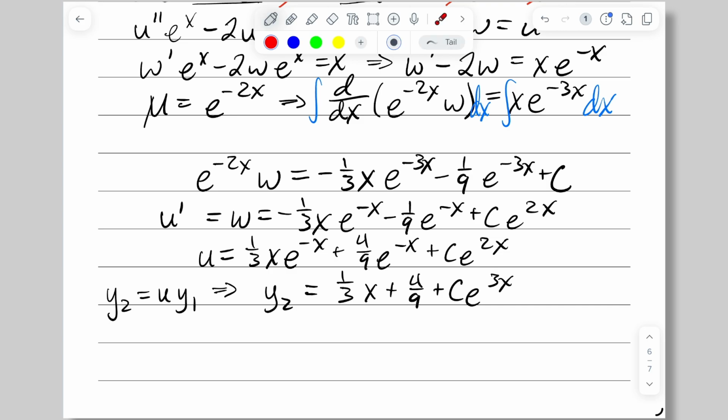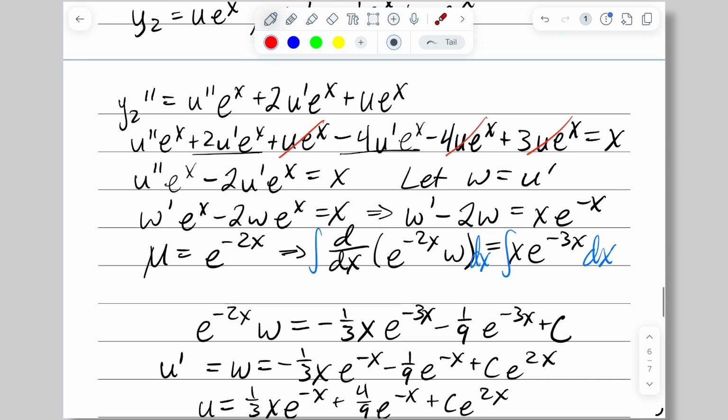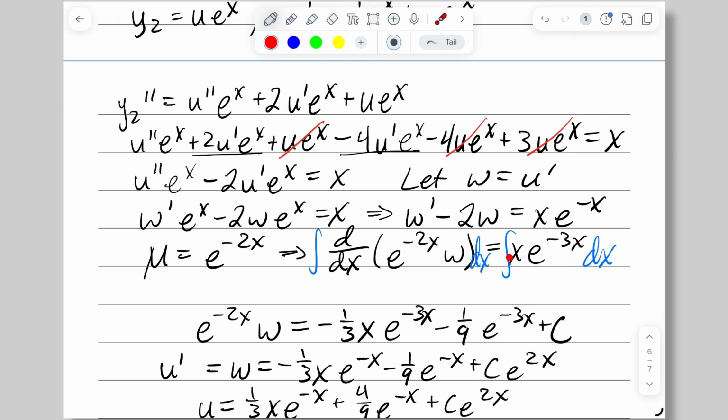Now let's take a moment and trace back where all this came from. I know I didn't show you the integration by parts or anything like that, but that's kind of beside the point. At this point right here, we had the derivative with respect to x of the product of e to the negative 2x times w is equal to x e to the negative 3x. Now, why do we have that x e to the negative 3x? If we trace it back, that only exists because the right-hand side of the differential equation was x. In other words, that's there due to the fact that it was a non-homogeneous differential equation.